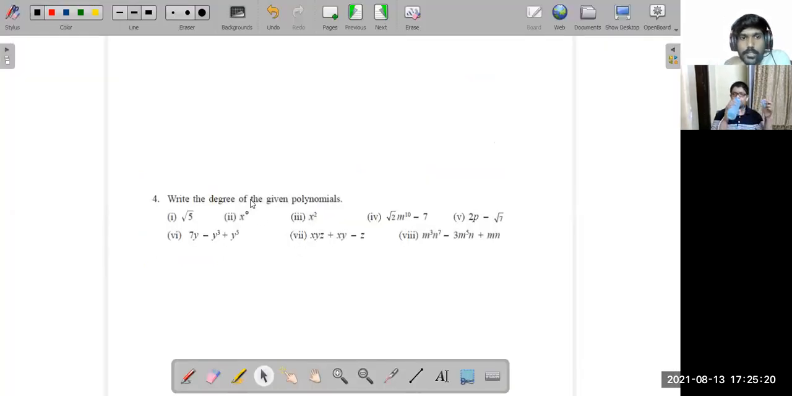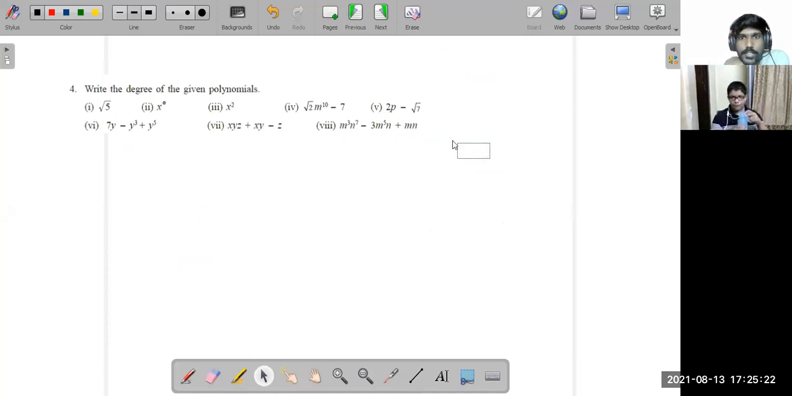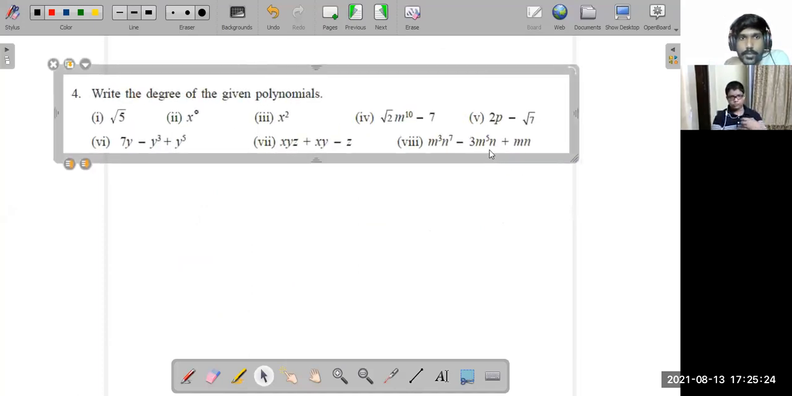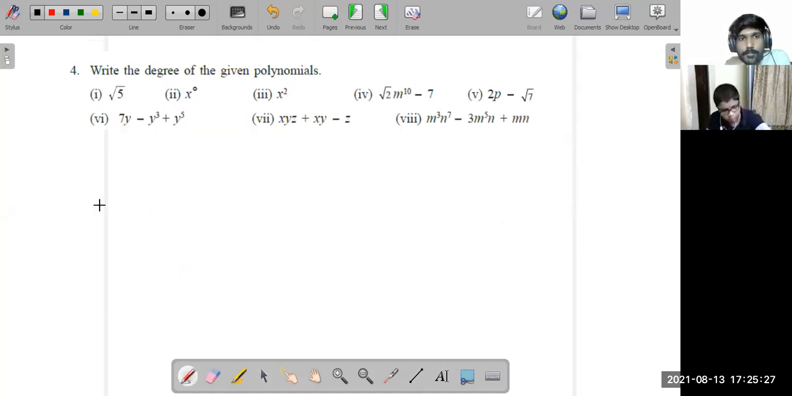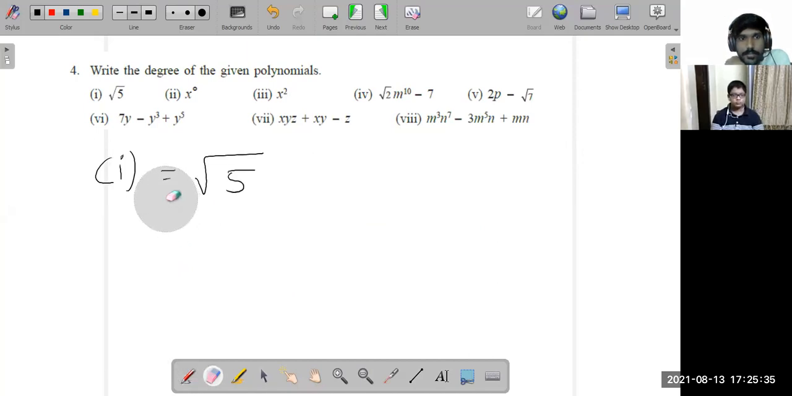Okay. So let's see. We'll write the degree of all of these given polynomials. First one is root of 5. What is the degree of this polynomial?